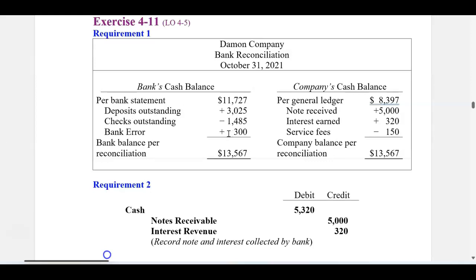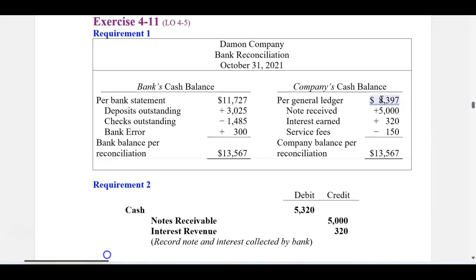And also you call bank and you remind them about the mistake they did, and they will investigate, and eventually they will deposit that amount back to your account. So that will be manually for now, just add it to your bank cash balance and note it with bank error. Anyway, add them up, you get $13,567.